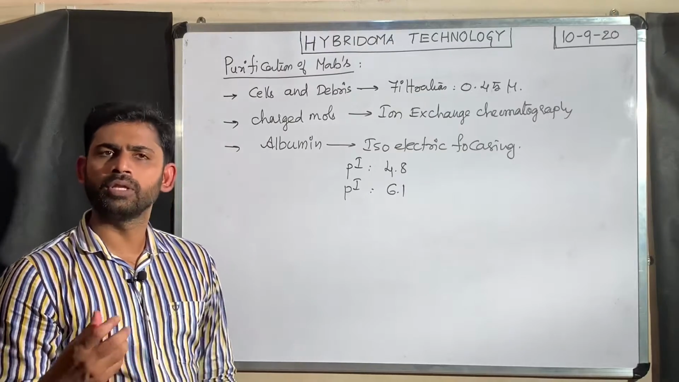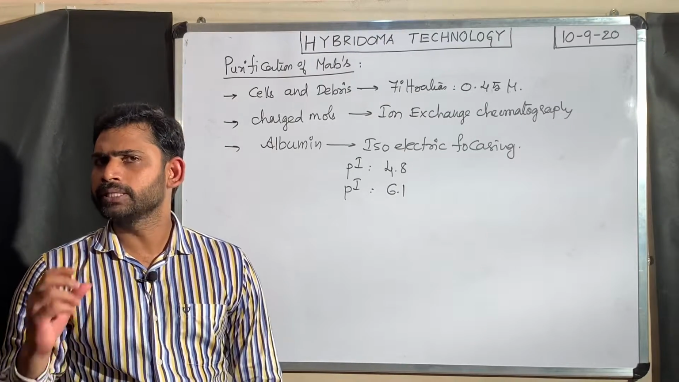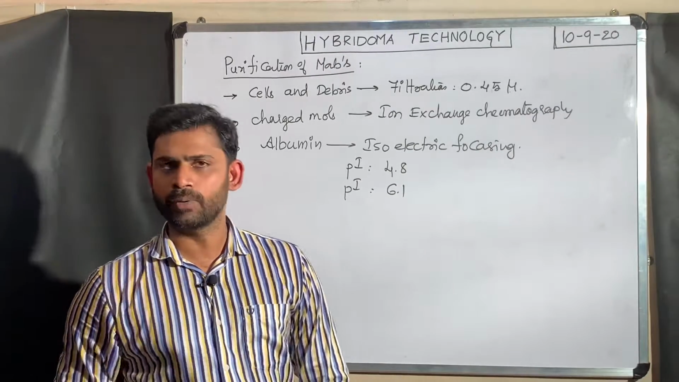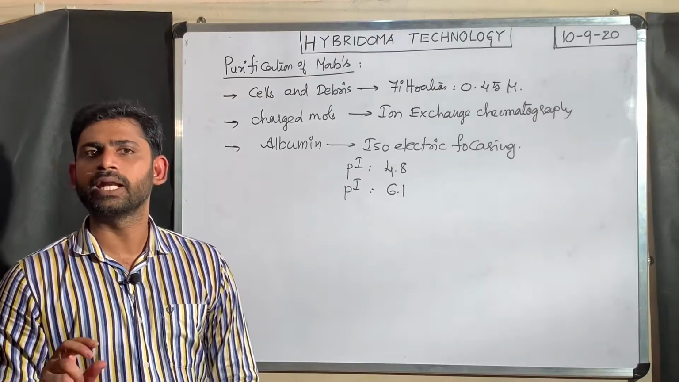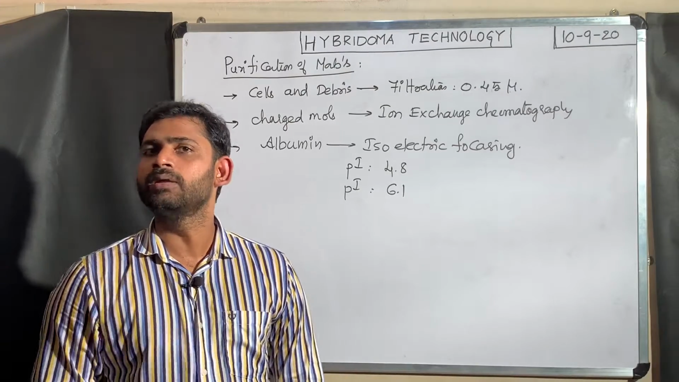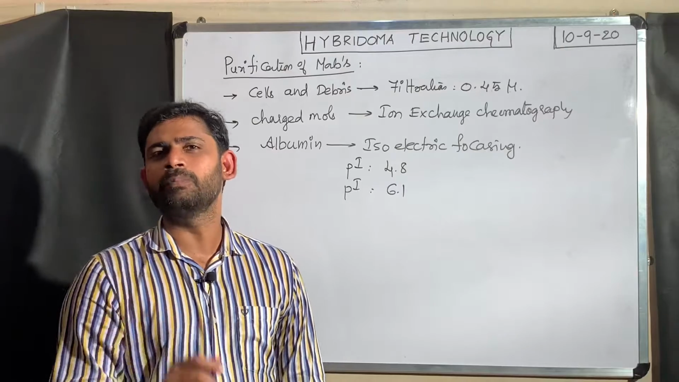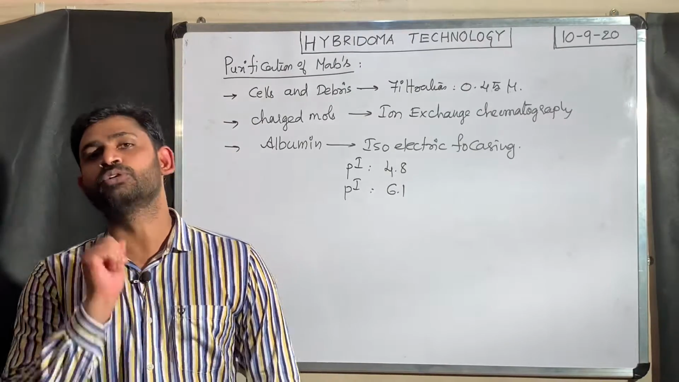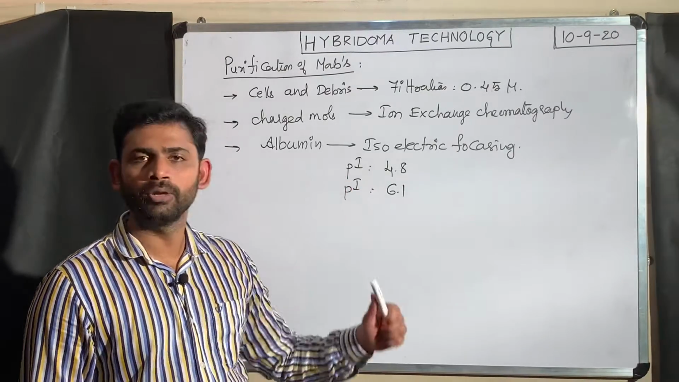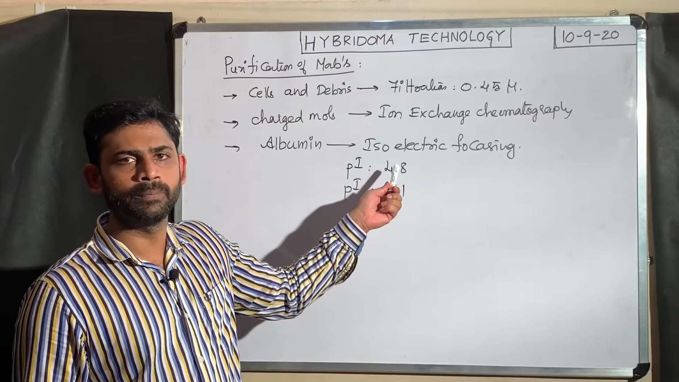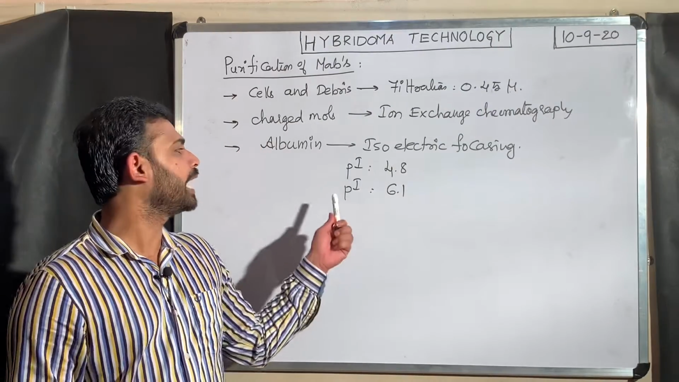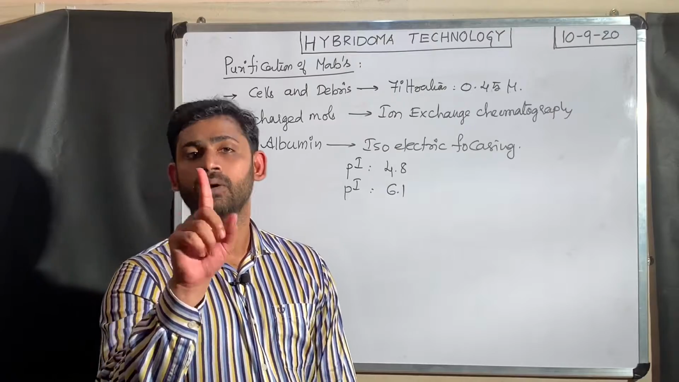When we want to remove a protein, that protein has a specific isoelectric pH. When we expose the corresponding protein to that specific isoelectric pH, automatically the protein gets precipitated. Precipitate means it becomes insoluble. That insoluble or precipitated protein we can easily remove from the solution, or from the medium. We can see the pI of albumin is 4.8. At this isoelectric point, albumin gets precipitated. But antibodies will not precipitate because the antibodies' isoelectric pH is 6.1.